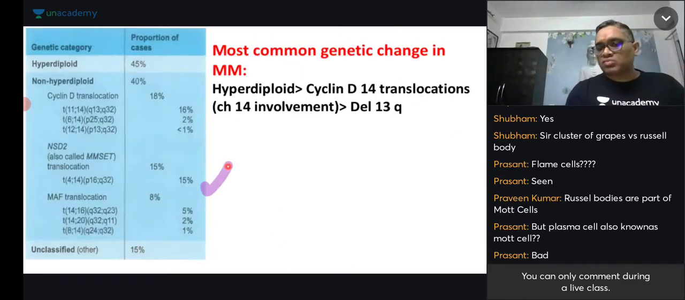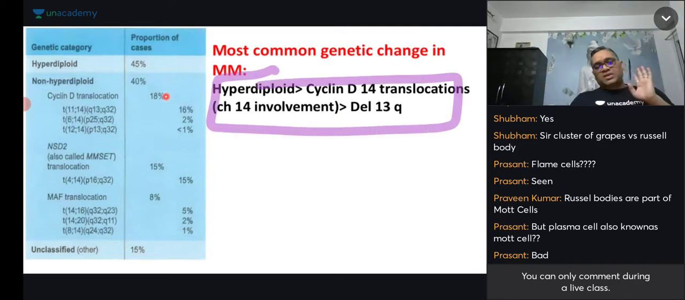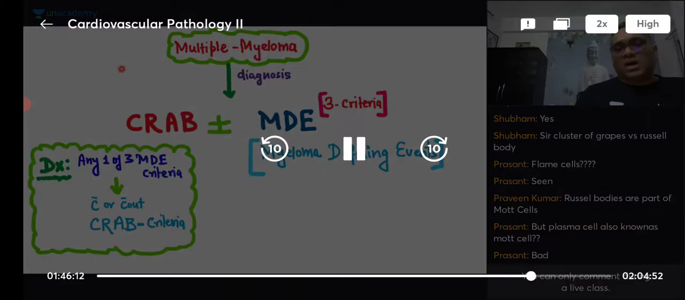This is the screenshot from the WHO book, right? This is the table. Now you can see that in the multiple myeloma genetic category, hyperdiploidy is most common, 45%. Non-hyperdiploidy is 40%. And in that you can see cyclin D translocations 11;14, 6;14, 12;14. So all the cyclin D translocations involve chromosome 14. That is why I wrote here also. So now you will be remembering this in your exam also. Clear? Fine. Now come to the diagnosis.